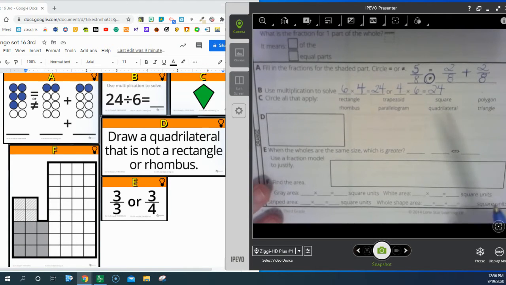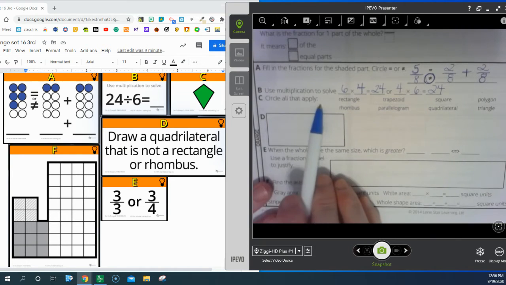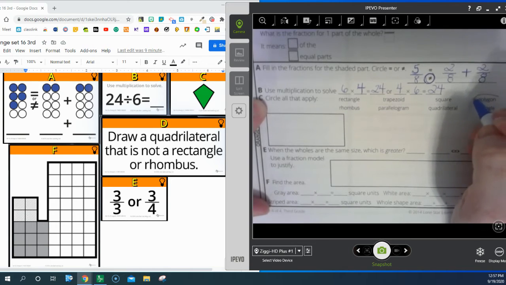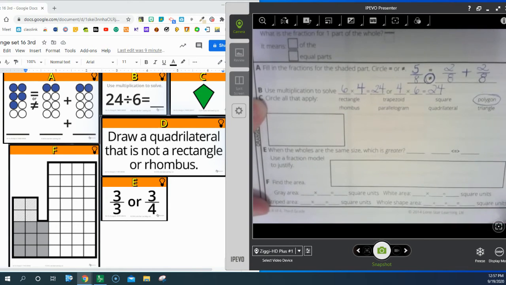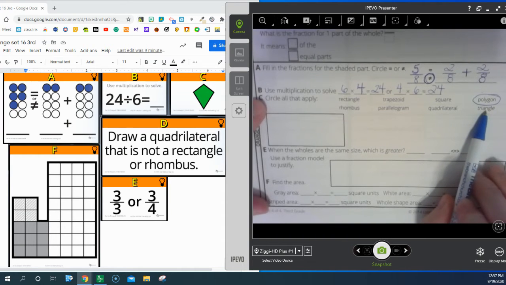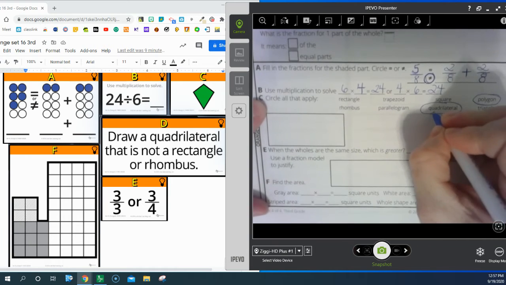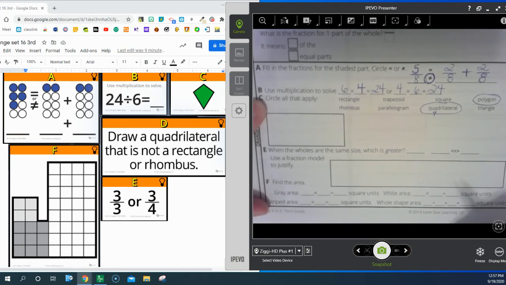Part C, we have a green shape there. Circle all that apply. All right, it is a closed shape. So it is what we call a polygon, which means many sides. It is not a triangle because triangles have 3 sides. It is a quadrilateral because a quadrilateral has 4 sides.